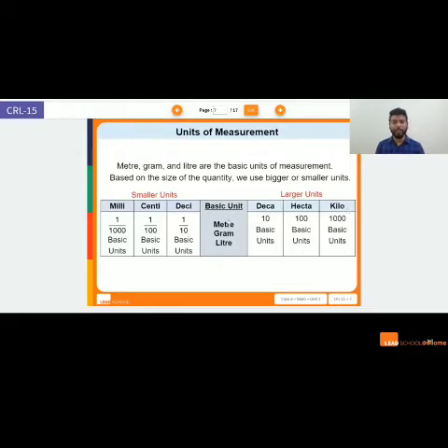Alright. So when I take my basic unit, if I do 10 times of the basic units, I'll get 1 deca unit. So 1 deca unit is 10 basic units. Think of it this way. 1 deca unit is 10 basic units. 1 hecta unit is 100 basic units. 1 kilo unit is 1000 basic units.